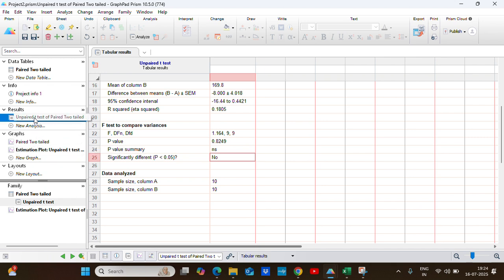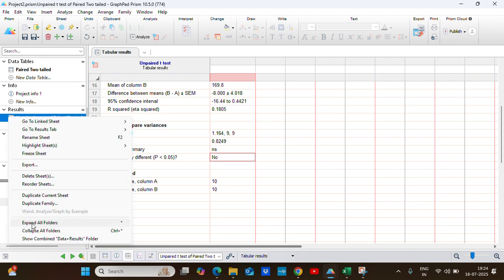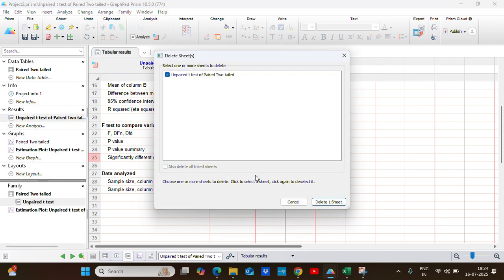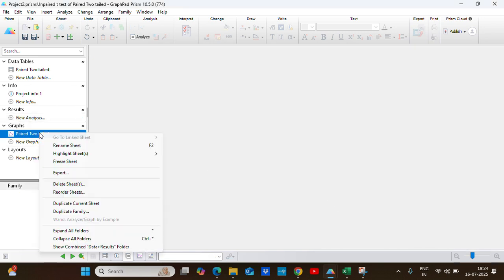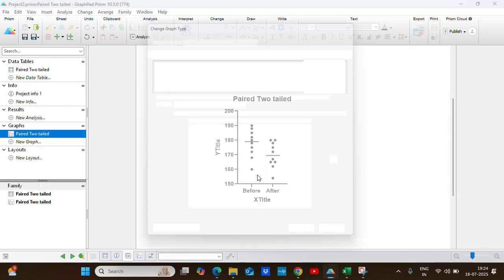Okay, so I will delete this one. For all t-tests you have to perform this first, to check whether they have different variance or the same variance.